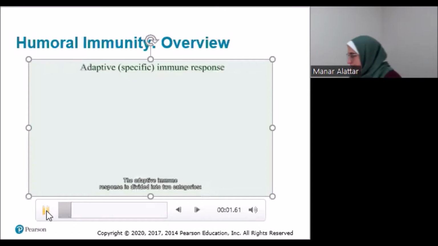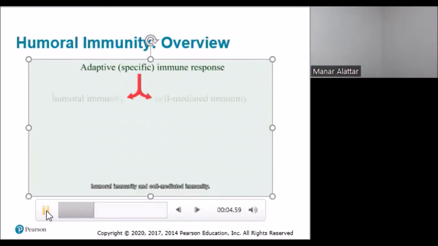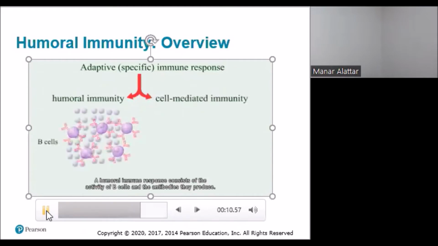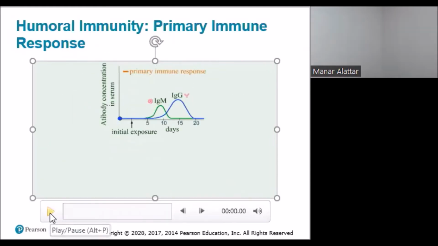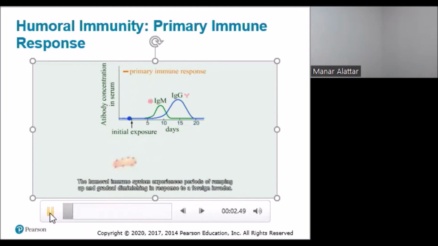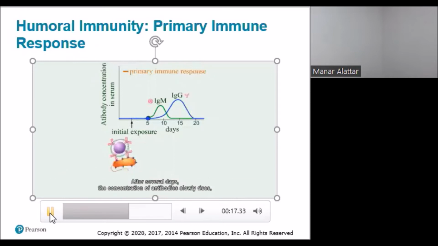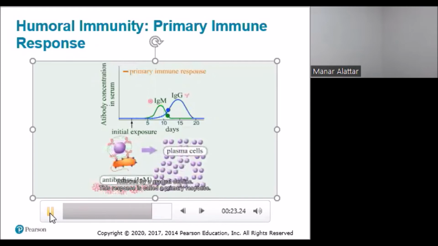The adaptive immune response is divided into two categories, humoral immunity and cell-mediated immunity. A humoral immune response consists of the activity of B cells and the antibodies they produce. The humoral immune system experiences periods of ramping up and gradual diminishing in response to a foreign invader. After the first exposure to an antigen, there's a lag period in which the exposed person's serum does not contain any detectable antibodies. After several days, the concentration of antibodies slowly rises, followed by a gradual decline. This response is called a primary response.